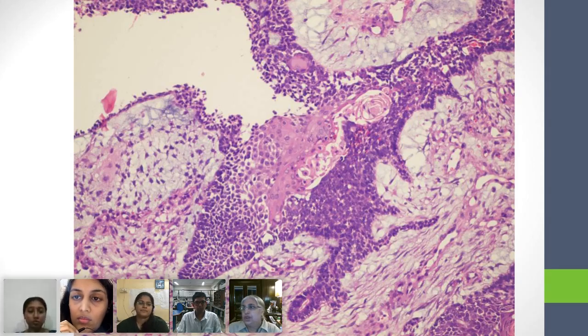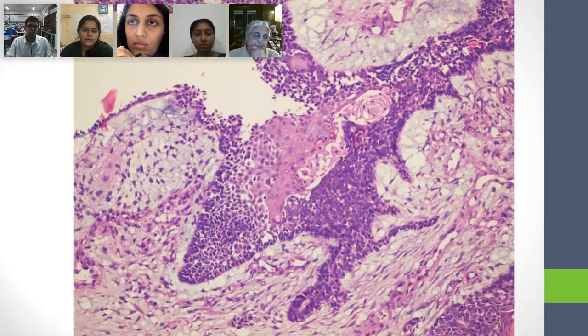So now come on, Kshitija, you can continue. Will you tell me something about this? Ma'am, this picture represents a squamous epithelial lining, and the basal layer of that epithelium is showing hyperplasia, and at one point the cells are dysplastic and they seem to be invading down into the stroma.